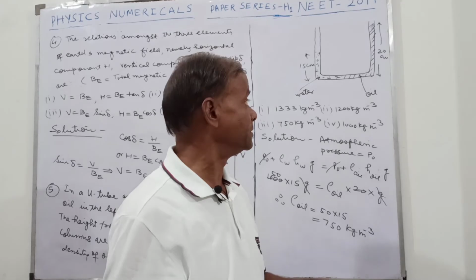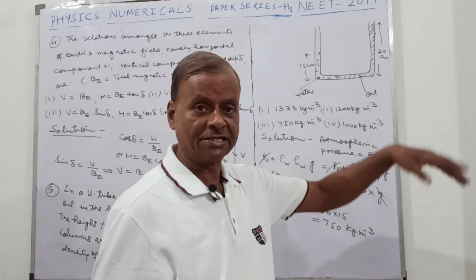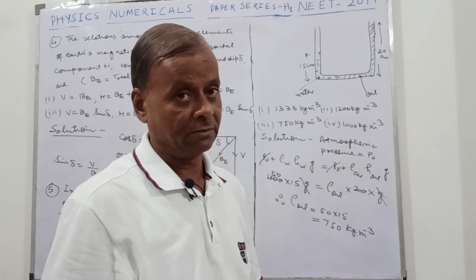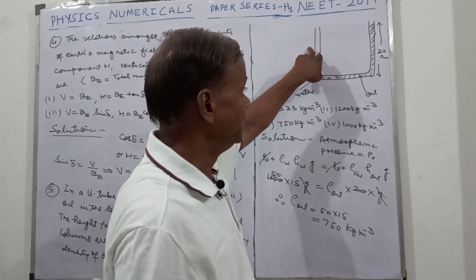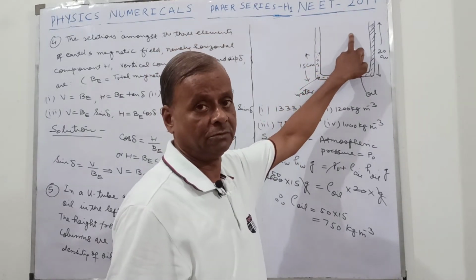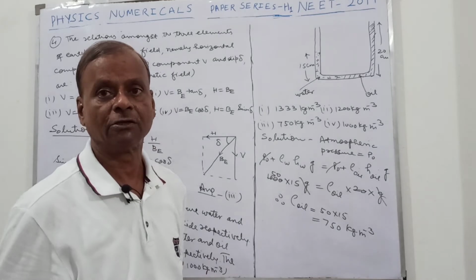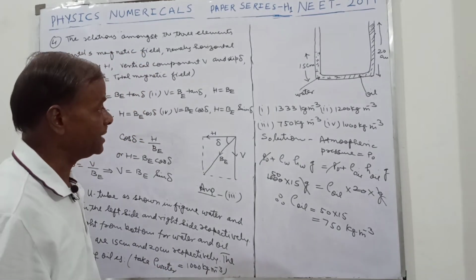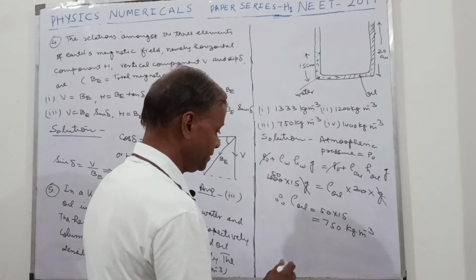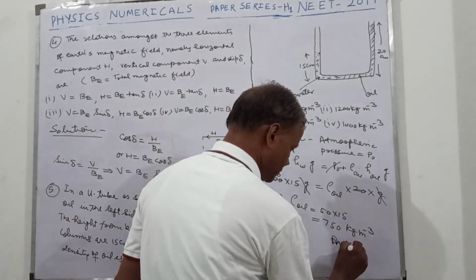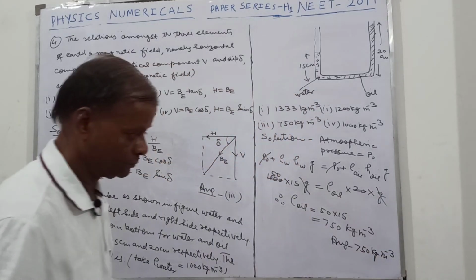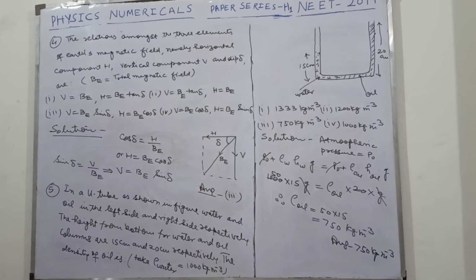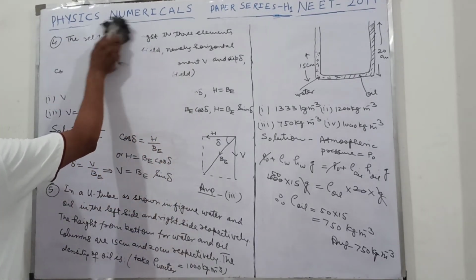And always remember, when the condition is like this, both the ends are open and the liquids are in equilibrium, then we apply the pressure on this side is equal to the pressure on this side. So this will be equal, and then find the rho oil. So our right answer is third, 750 kilogram per meter cube. This is now question 5th. Now I will take the question number 6th.